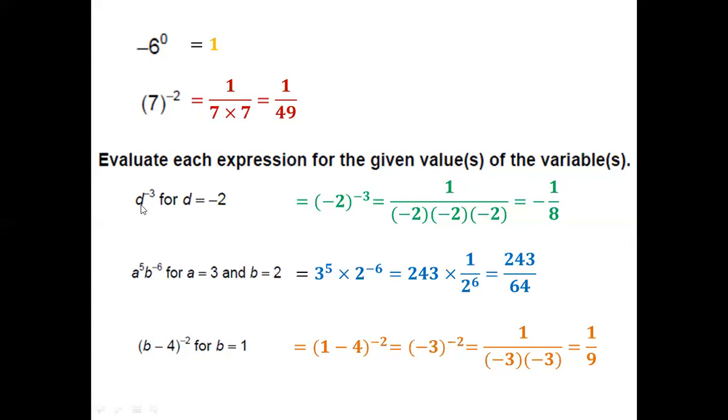So now, how do we know whether we are going to put this in parentheses or not? As they say, d is equal to negative 2. So negative 2 as a whole, we are going to multiply into a negative exponent. So that's why we write this in parentheses. Or you can say that there is no negative sign in front of this base. So we write the number in parentheses.